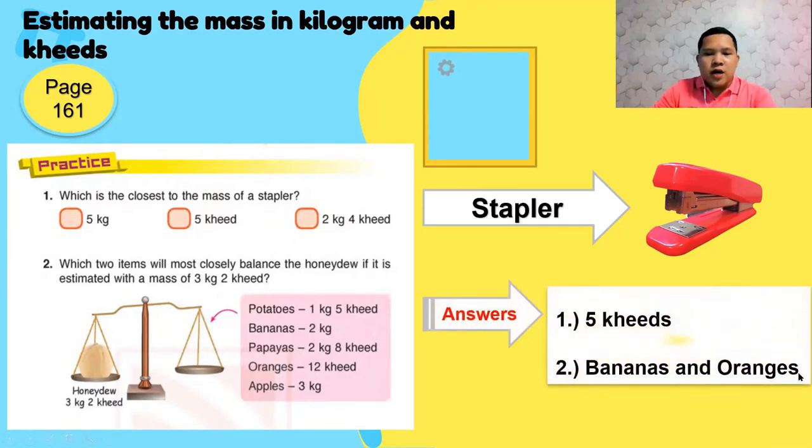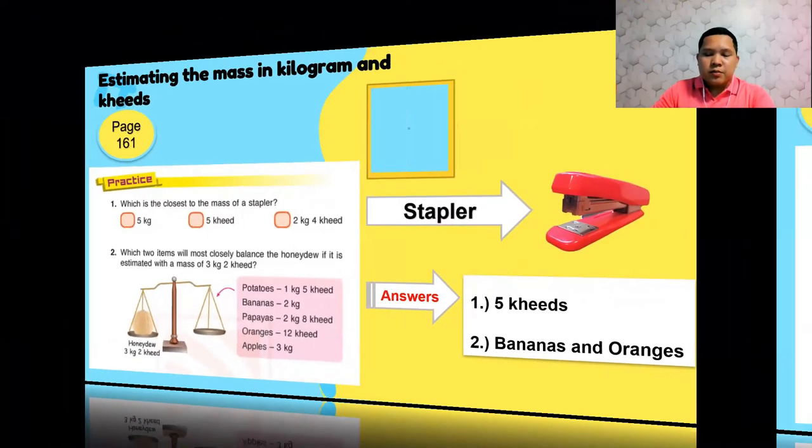For number one, your answer is 5 kid. This one, 5 kid for the stapler. It does not weigh 5 kilogram. It does not weigh 2 kilogram and 4 kid. It's only 5 kid. Then for number two, you're going to put banana, which is 2 kilogram, and then oranges. Where is the oranges? 12 kid. Because if you add 2 kilogram and 12 kid, it will give you 3 kilogram and 2 kid. You understand? Okay, let's have more examples.